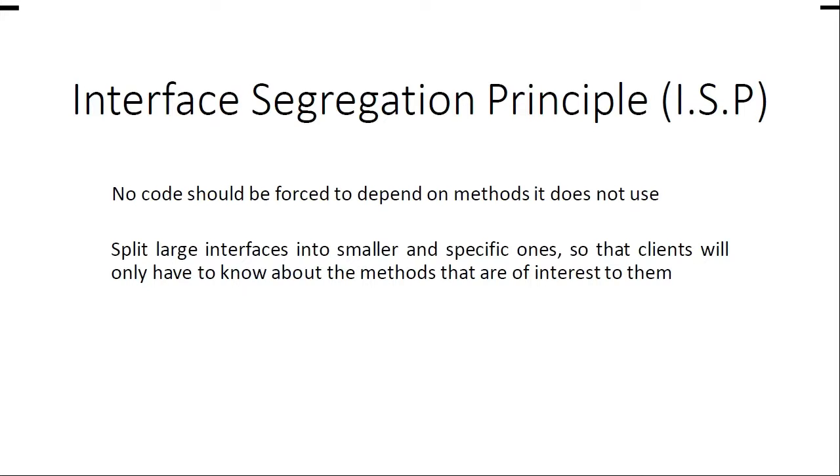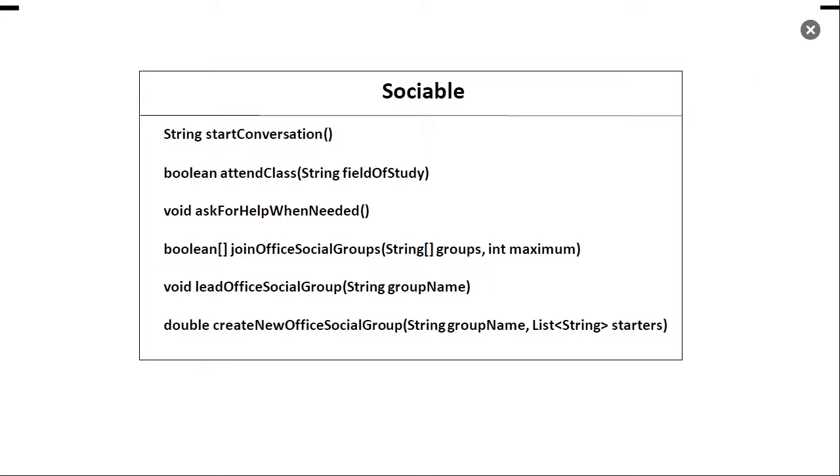Trying to illustrate that principle with an example we have here. This is based on a typical day-to-day life situation. So let's say as a person, you want to socialize. So if you implement the large interface we have here, which we call sociable, you will have to implement every single one of these abstract methods that you see defined here, which is actually what the ISP is advising against.